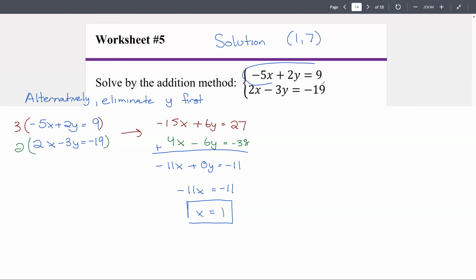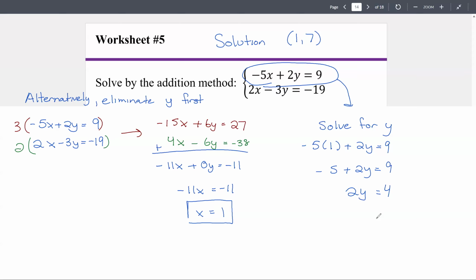So just pick one of your equations. We have x, now we're just going to solve for y. So we have -5 times 1 plus 2y equals 9, which is going to be -5 + 2y = 9, which is 2y = 4 + 14, and y will be equal to 7. So once again, we got the same solution, it's just I eliminated y first.